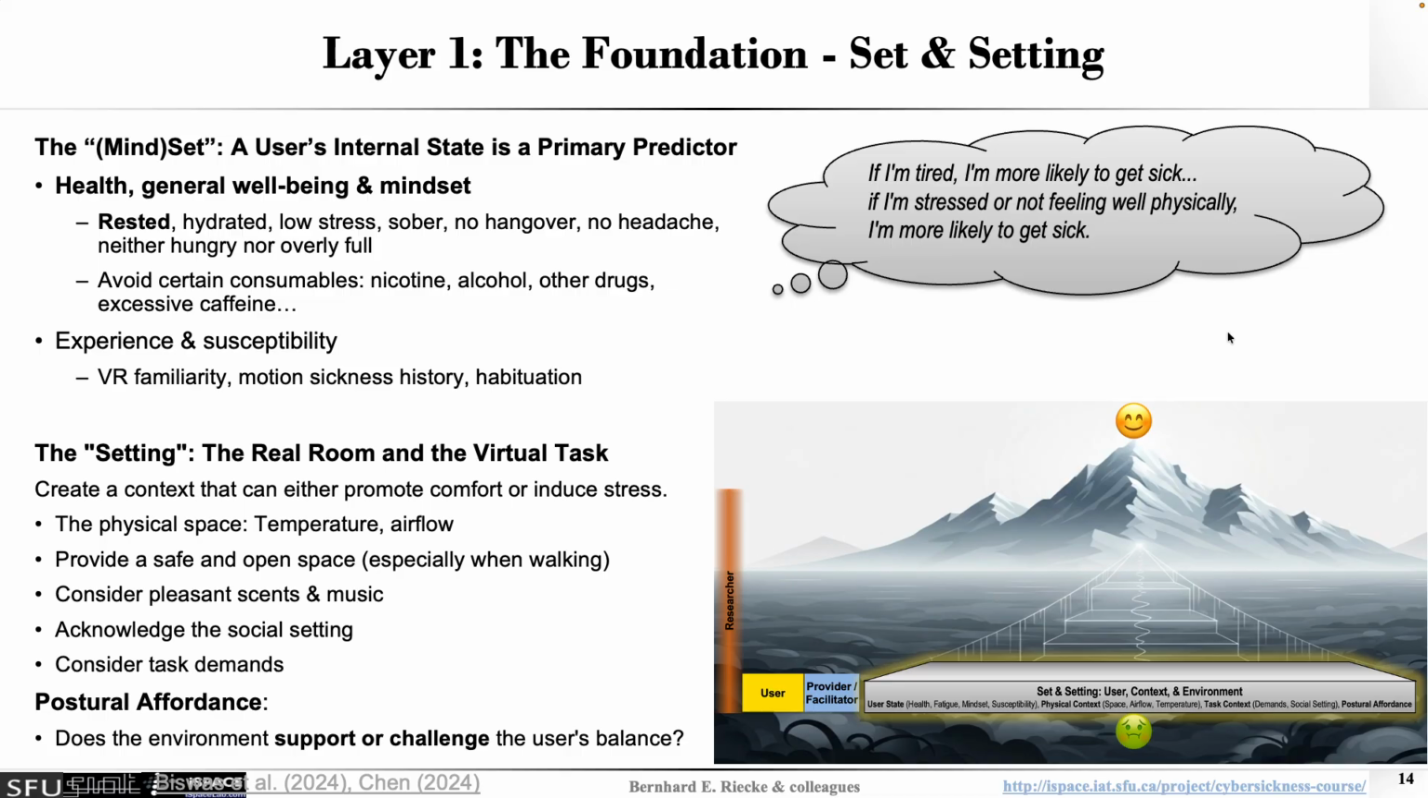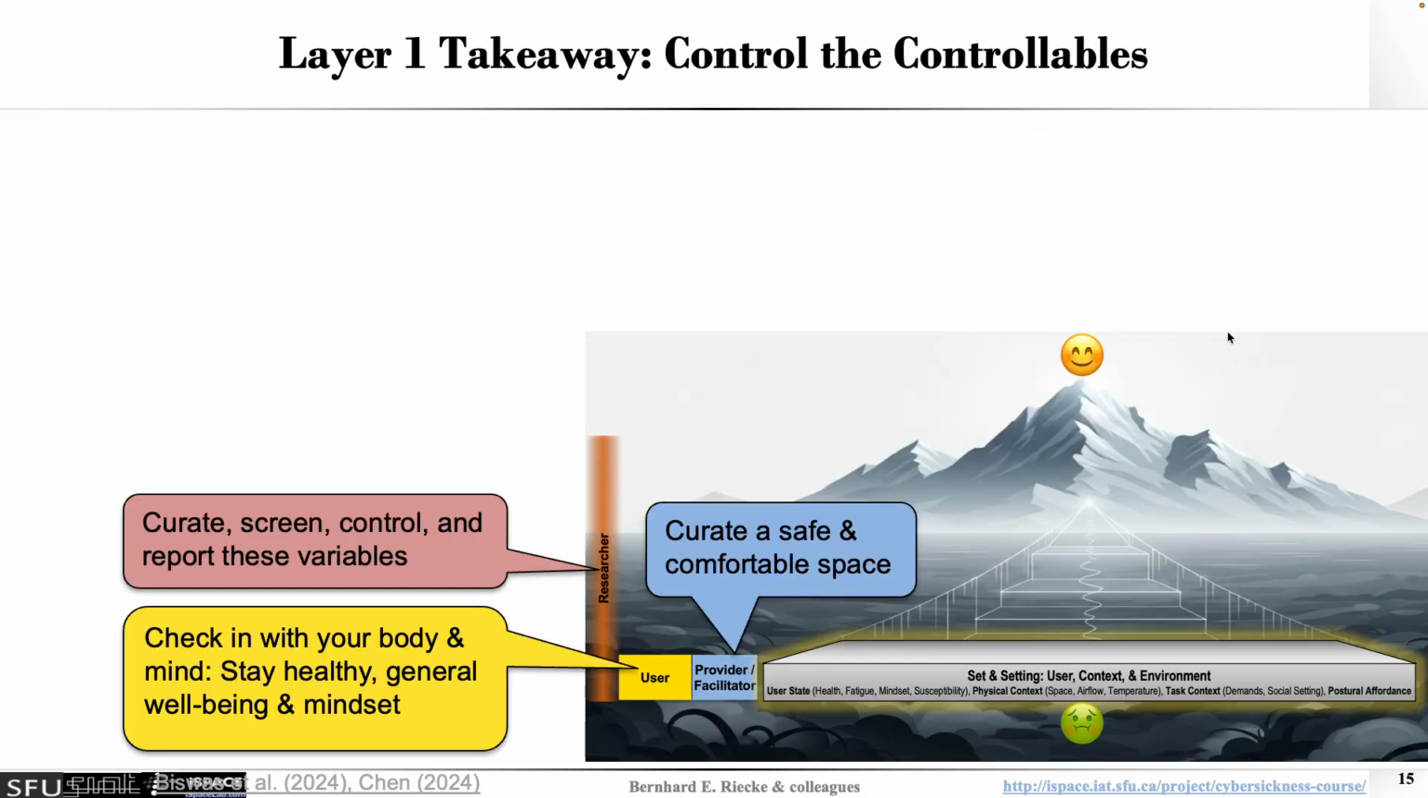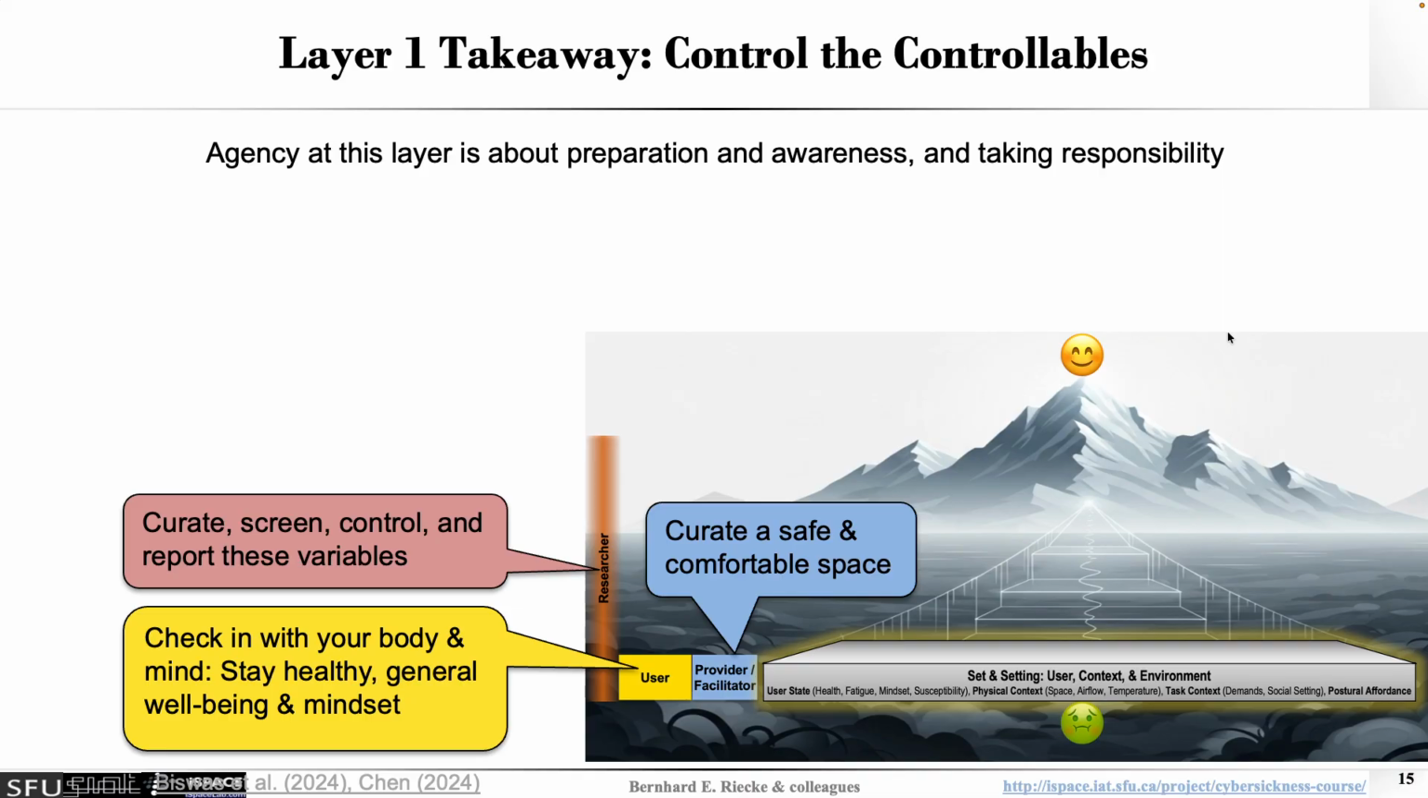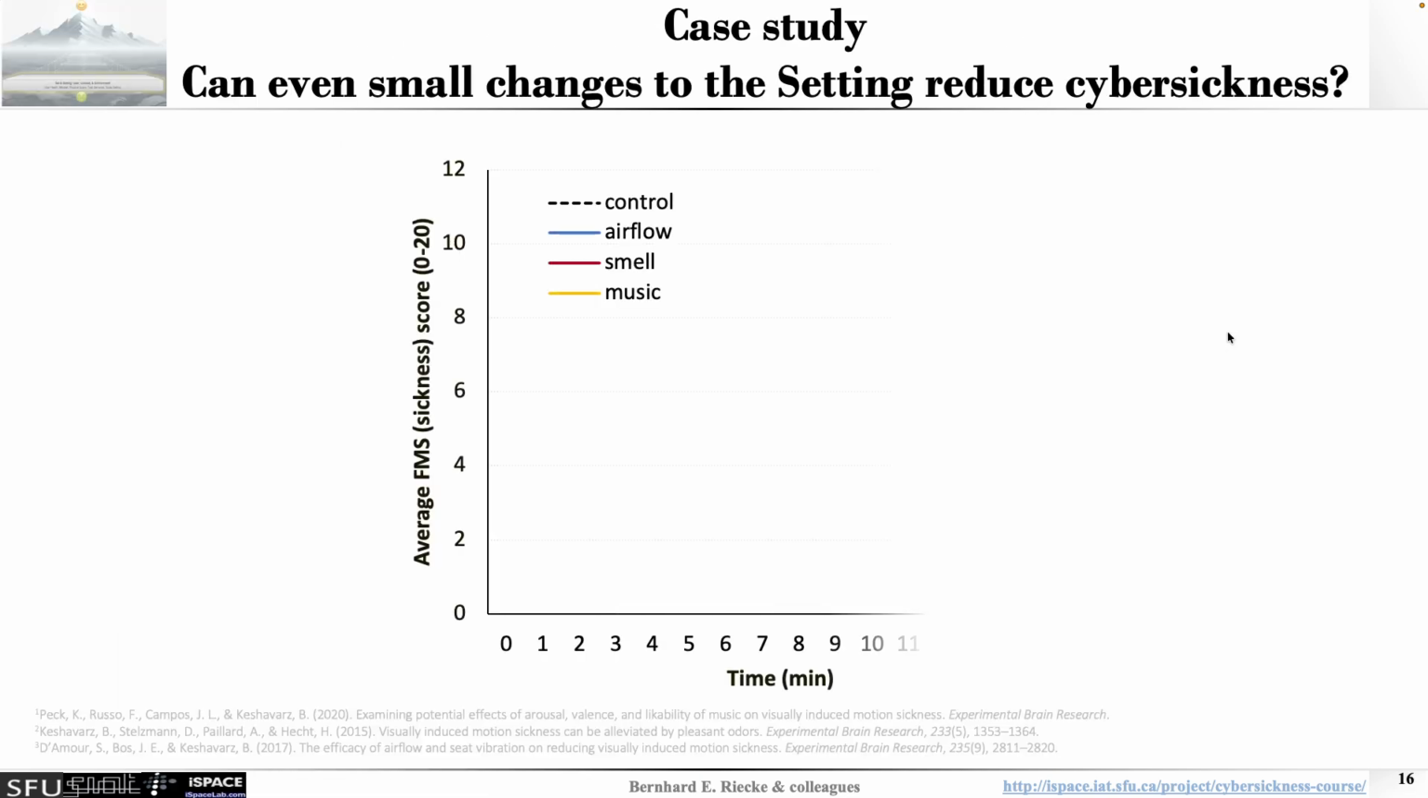But there's also things like postural affordance, like does it really support or challenge the user's balance? So that's the idea of this first layer here. And there it's really about controlling whatever you can control, right? So it's really about preparation, awareness, taking responsibility, and really curating a safe and comfortable space. And for the users, really to check in with yourself, stay healthy, and so on.